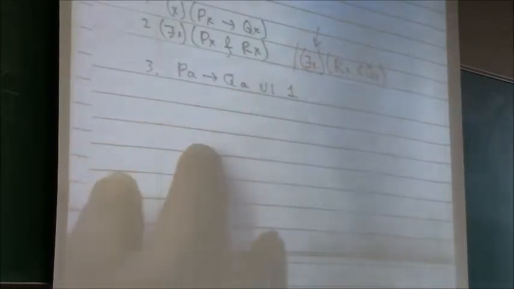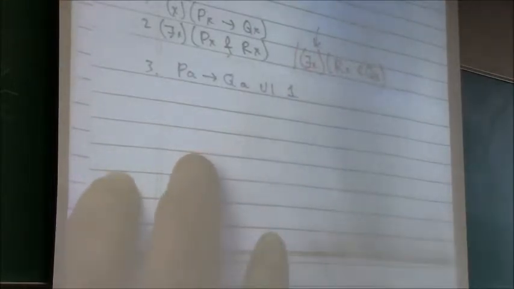So what's my mistake? You should have done the existential instantiation first. Exactly. Remember, when you have a mixture of universal and existential, you do the existential first. All right, so I'll do that in a second.